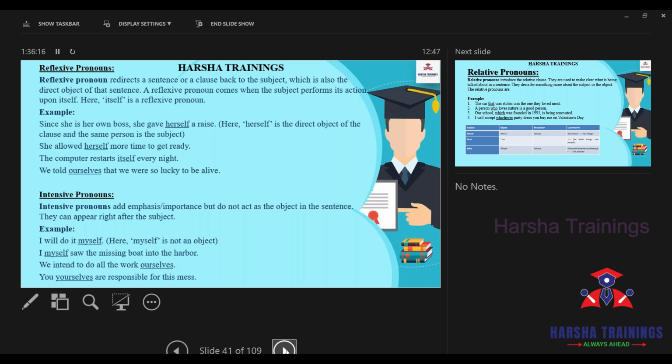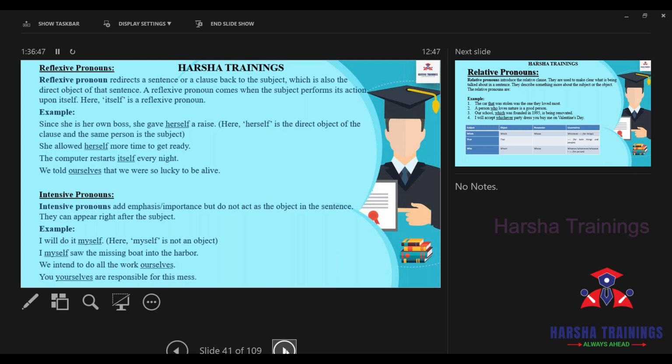Okay. For example, since she is her own boss, she gave herself a raise. So herself, myself, himself, they redirect back to the subject. So these types of pronouns are called reflexive pronouns. Herself, himself, themselves, itself, myself, all these are reflexive pronouns.